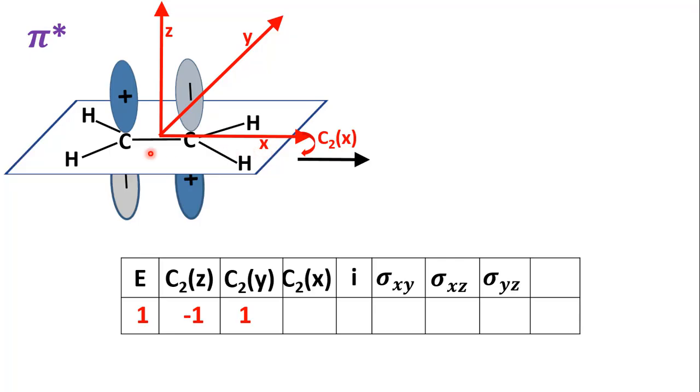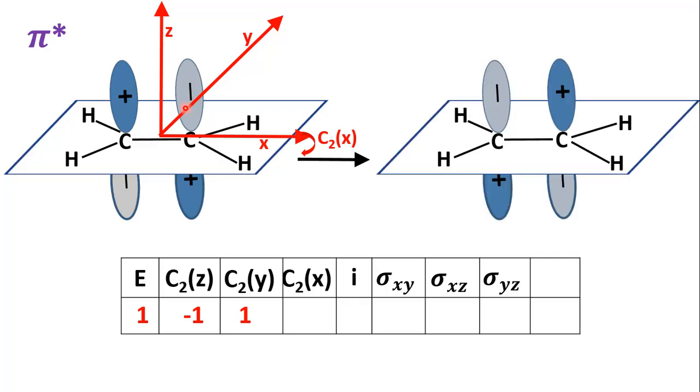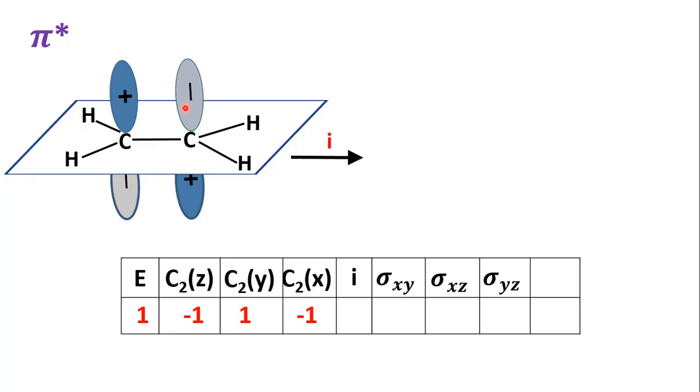It cuts through the 2 carbon atoms, and upon 180 degree rotation, the top lobes will come to the bottom, and the bottom lobes will come to the top, and there is change in the sign, and the rotation is anti-symmetric, and we get minus 1.